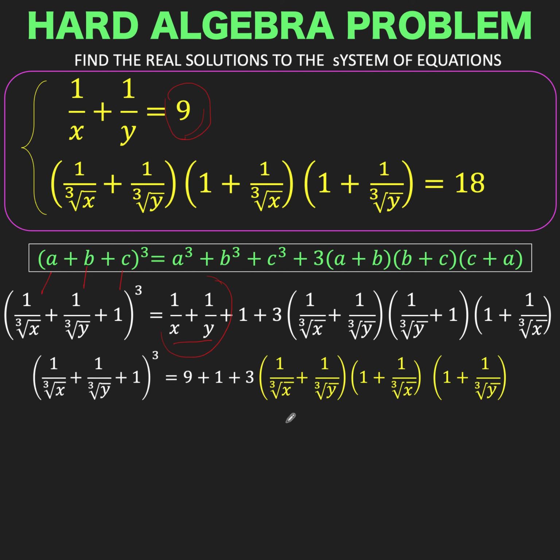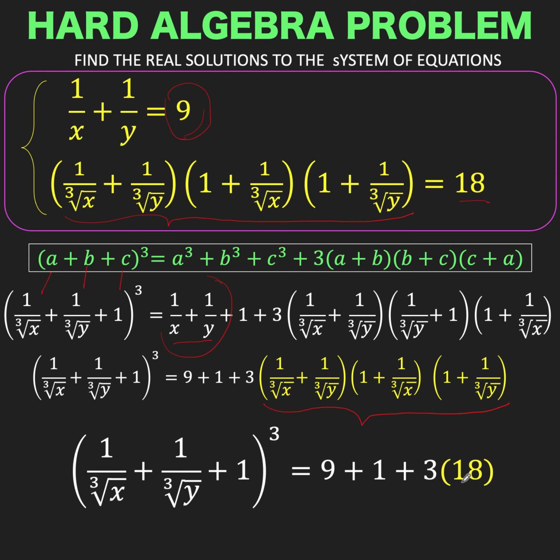Another thing that we can notice is from here all the way here, that is just the same as this part here. And therefore, we can replace this with 18. And therefore, the right side are all now integers. So we have 9 plus 1 plus 3 times 18. Because this 1 over x plus 1 over y becomes 9 based on the first equation. And this 3 factors in color yellow is equal to 18 based on the second equation.